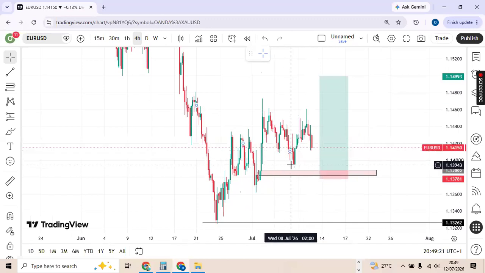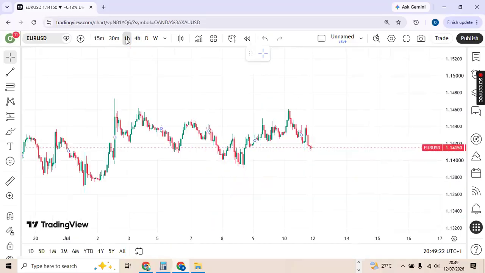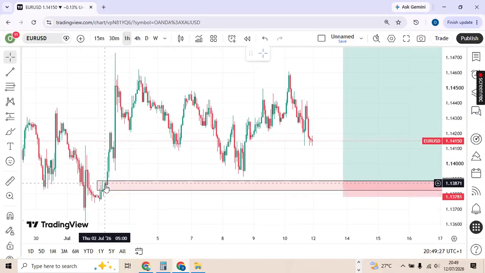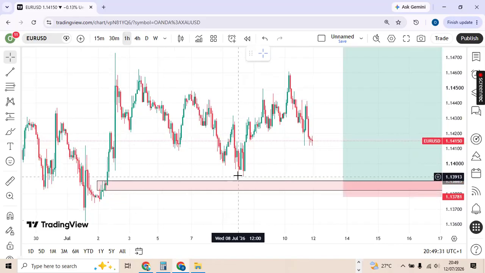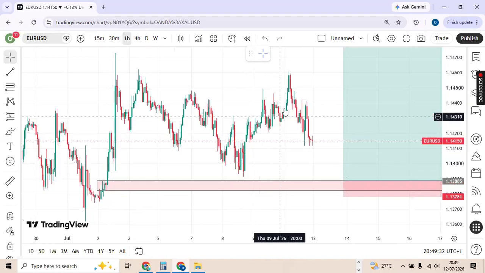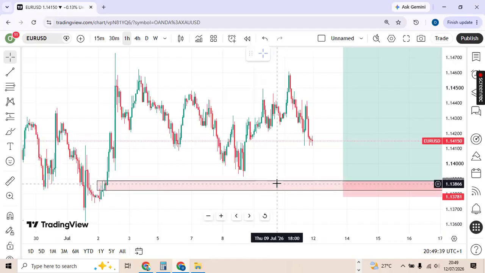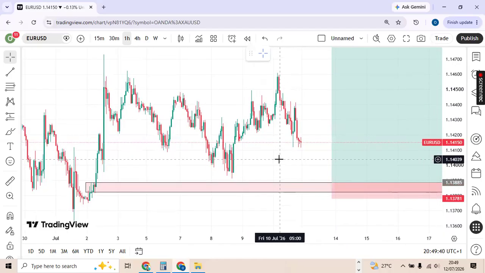You can see the market got to this area. If we pay close attention to the 1 hour time frame, you can see the demand zone here, but the market was not able to touch it and started buying. So this week, I'm also expecting the market to come back to this demand zone before we see any buy.